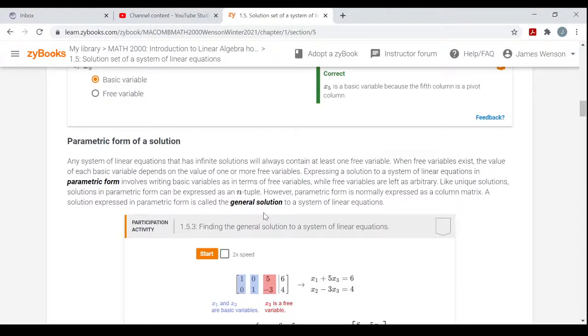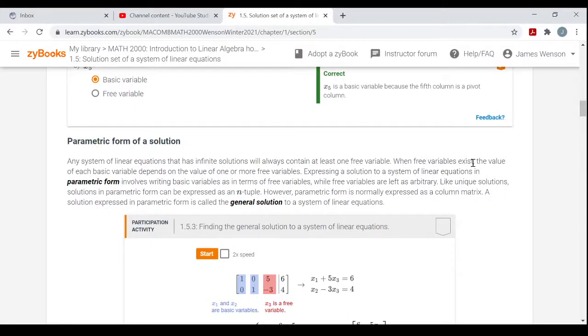All right. Now what I was doing a minute ago, where I was expressing every variable in terms of the free variables, right? Getting x1 equals whatever I had, negative 12 minus 3x3 or something like that, and x2 equals 8 minus 2x3 or whatever I had on the earlier paper. When you express all the variables in terms of the free variables, you're describing the general solution to the system, how to get all the solutions, the solution set. So I'll read this out. Any system of linear equations that has infinite solutions will always contain at least one free variable.